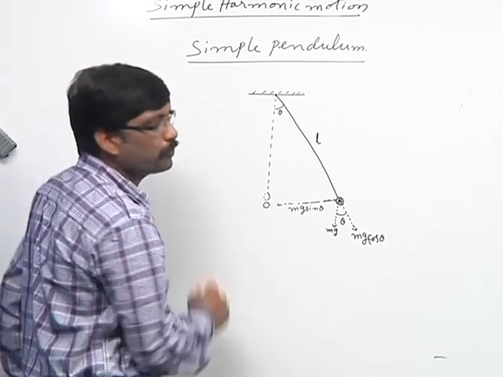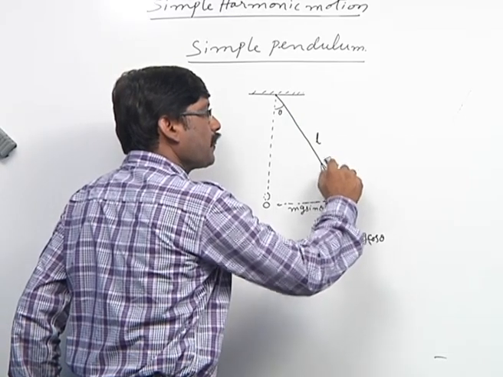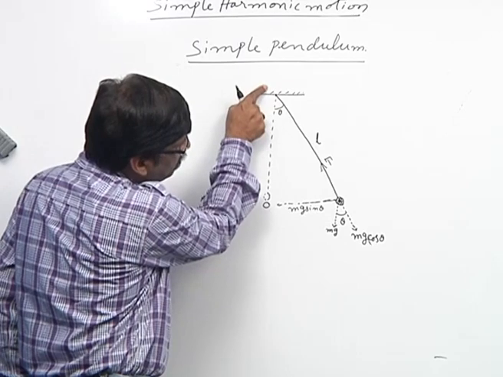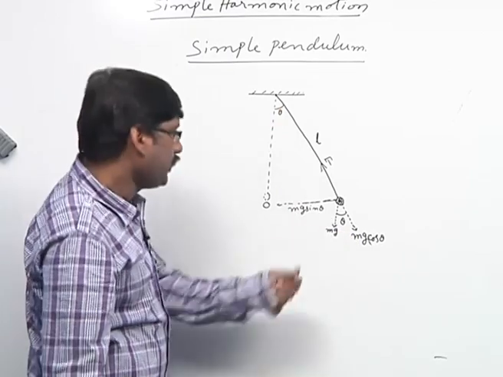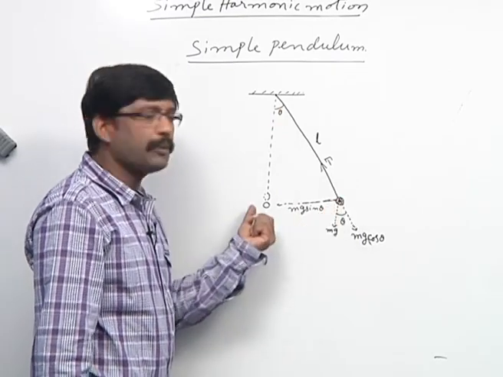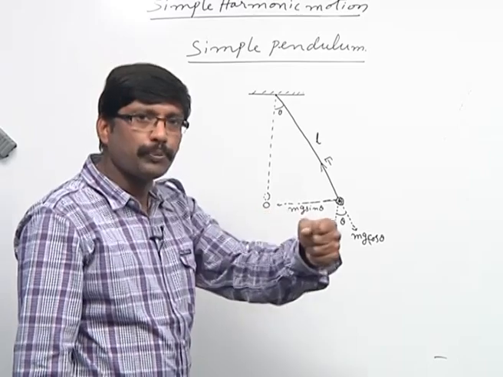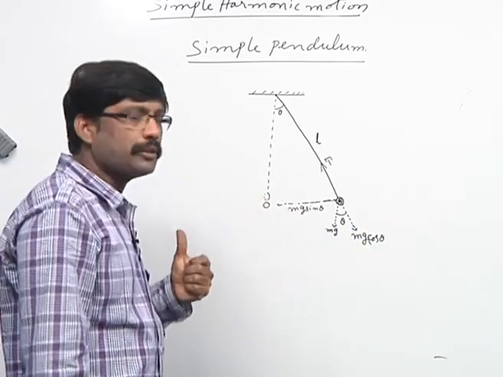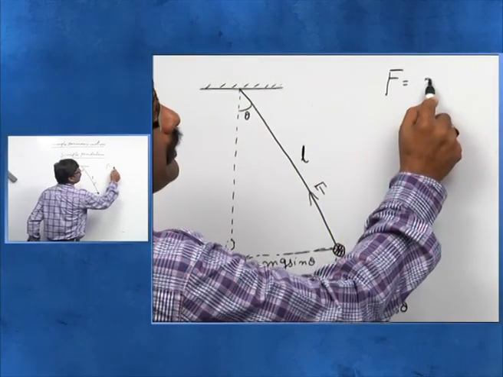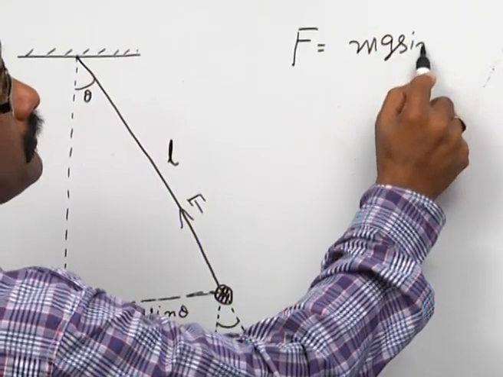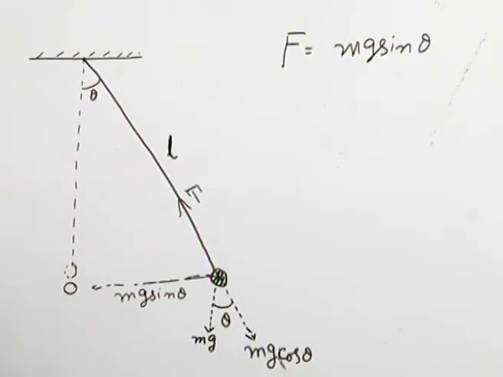So let us say O is the mean position. Of course, the tension in the string will act like this. Along the string, the resultant force is T minus mg cos theta, and perpendicular to it, the resultant force is mg sin theta. This mg sin theta is also called the restoring force, which tries to bring the bob back to the mean position. So the restoring force F is equal to mg sin theta, the unbalanced force which is acting towards the center.